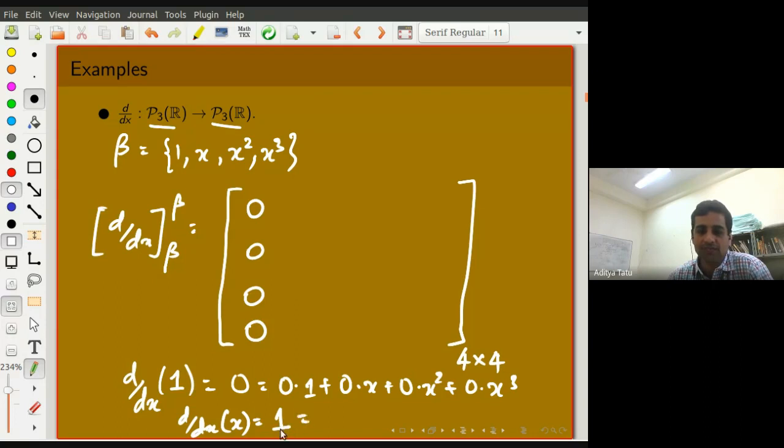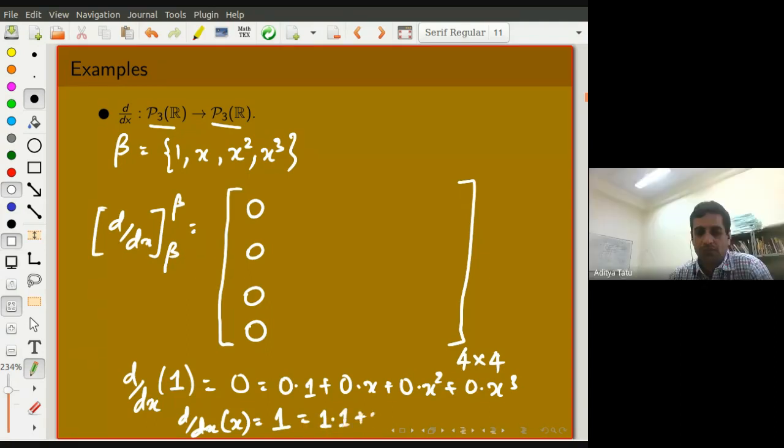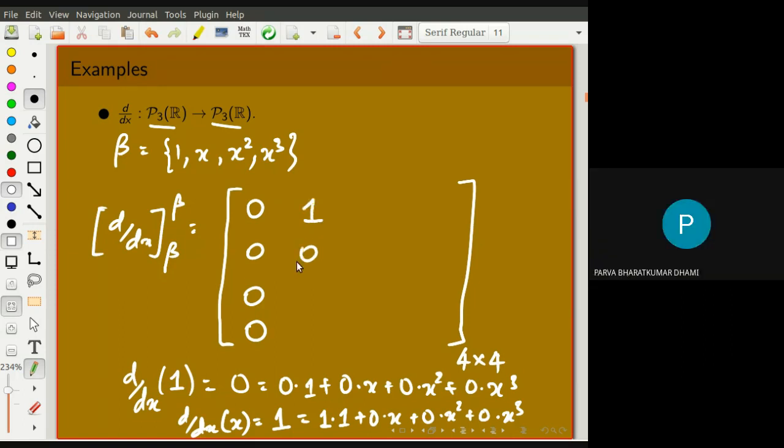How do I write this as a linear combination of my bases? 1 into 1 plus 0 into x plus 0 into x squared plus 0 into x cubed. So what would be the second column vector? 1 and all zeros. 1 0. That's good.